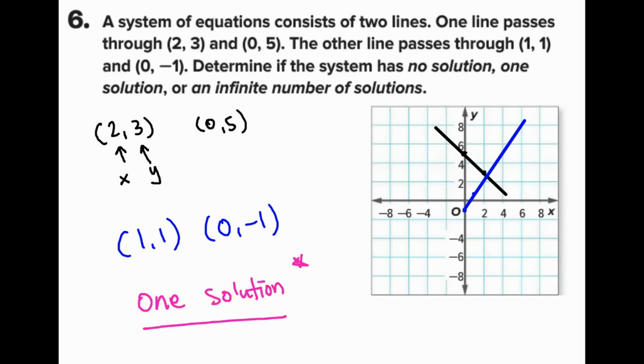Just to give you a quick review, if you had 2 parallel lines that will never intersect, that will be no solution. If you graph them and they are identical lines, then this is a case of an infinite number of solutions.